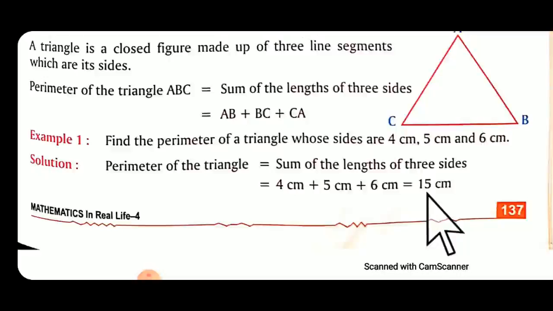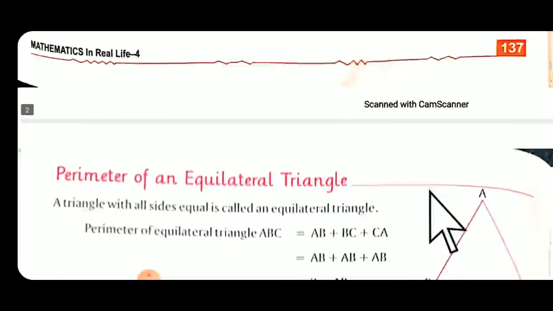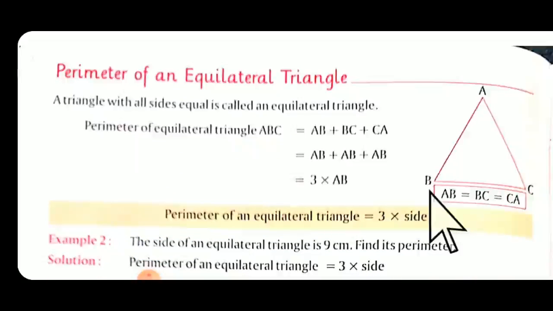If you add all these three, you are going to get 15 cm. 15 cm is what? It is the perimeter. Perimeter is the boundary of the figure. Let us take the perimeter of an equilateral triangle.